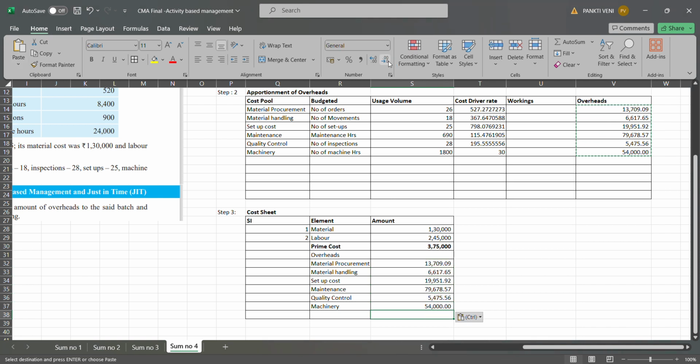Okay, so if I total this up, I'll get my total cost. So 5,54,000. It must be 5,54,443. Answer correct. So this is my total cost.